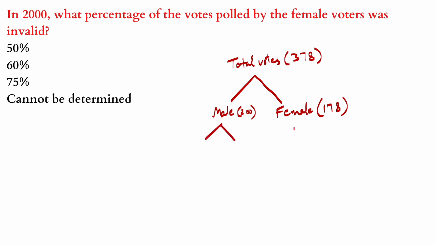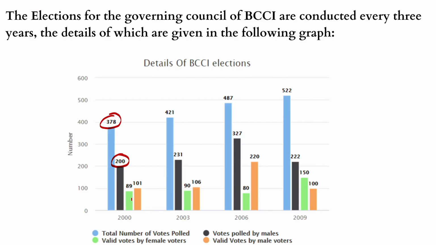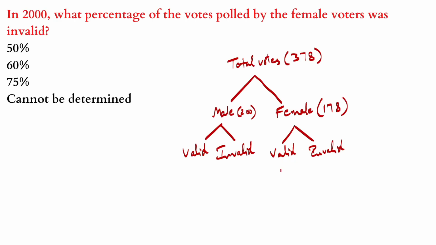In male we have valid and invalid, and female also we have valid and invalid votes. It's given that the valid votes by female voters are 89. So if this part is 89, then what about this, 178 minus 89, which is one more 89. So the total invalid votes polled by the female voters were 89.